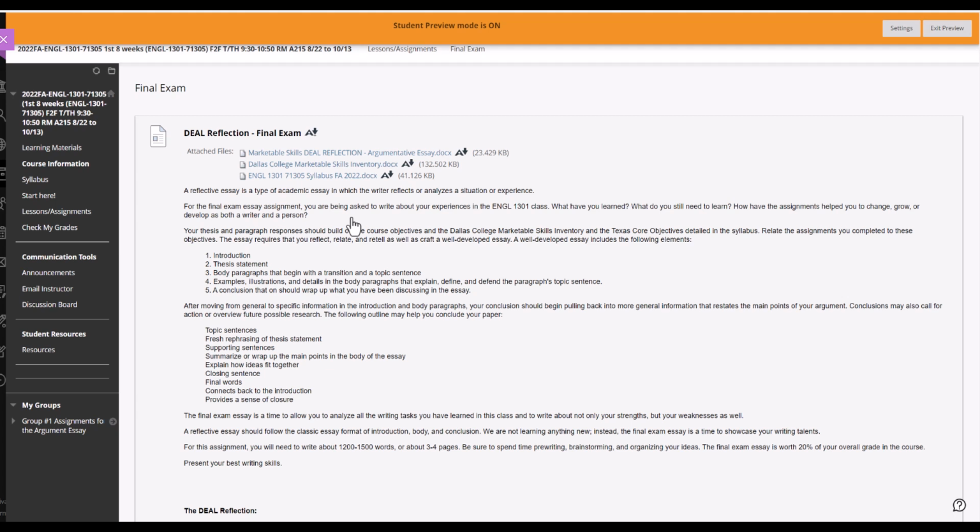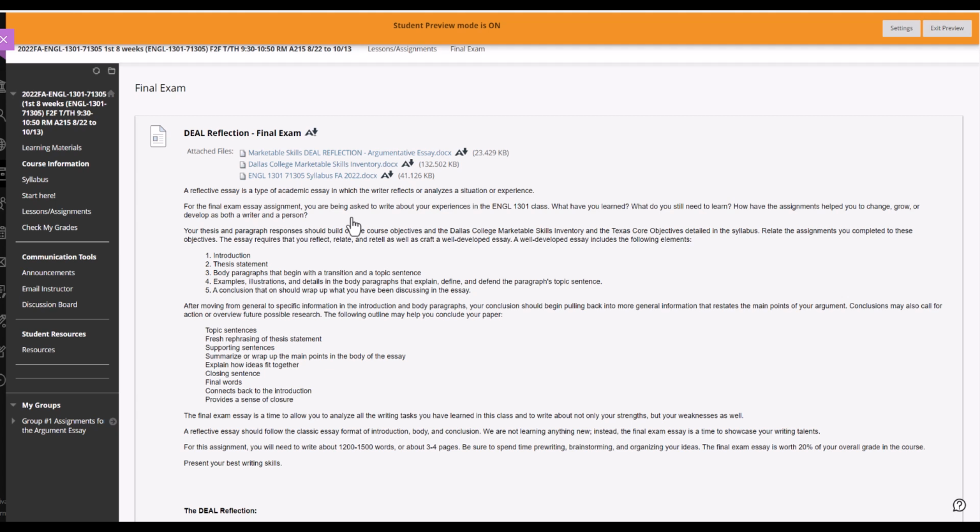Your thesis and paragraph responses should build on the course objectives and the Dallas College Marketable Skills Inventory, as well as the Texas Core objectives that are detailed in the syllabus. Relate the argument essay writing assignment that you completed to these objectives. The essay requires that you reflect, relate, and retell, as well as craft a well-developed essay.